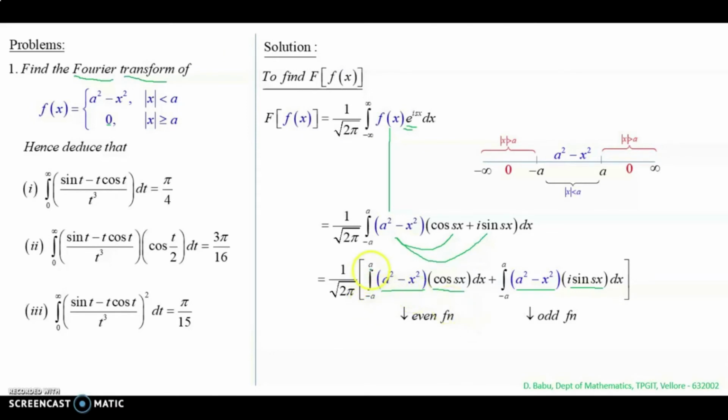Therefore, for the even part, minus a to plus a can be written as 2 times 0 to a. The sine term is an odd function, therefore the entire integral value is 0. So thus Fourier of f of x equals 2 divided by square root of 2 pi, integral from 0 to a of a square minus x square into cos sx dx.